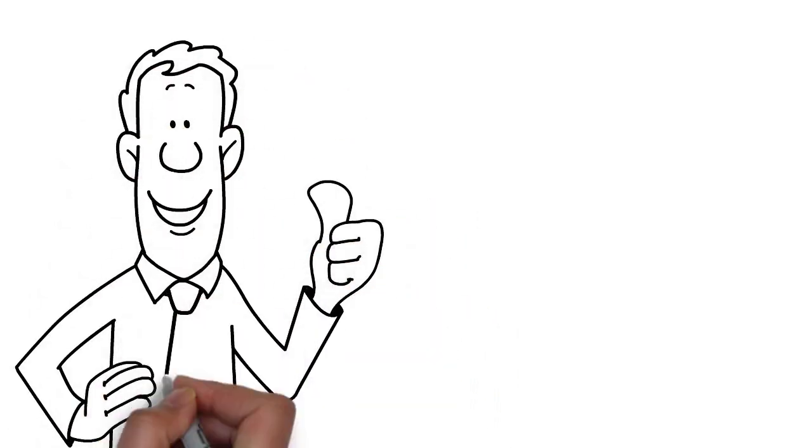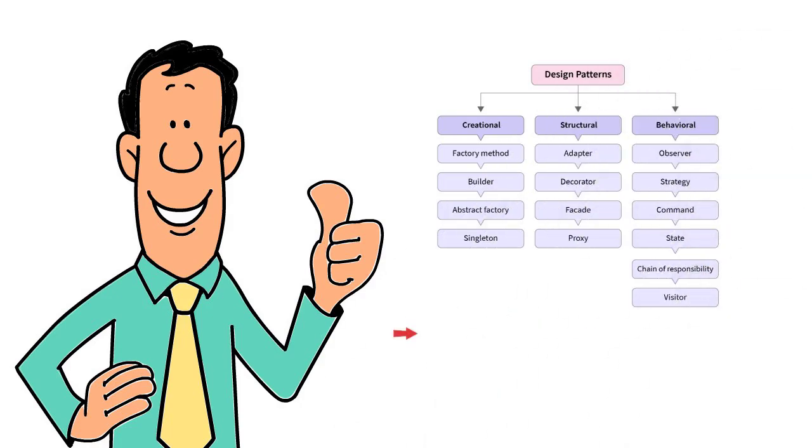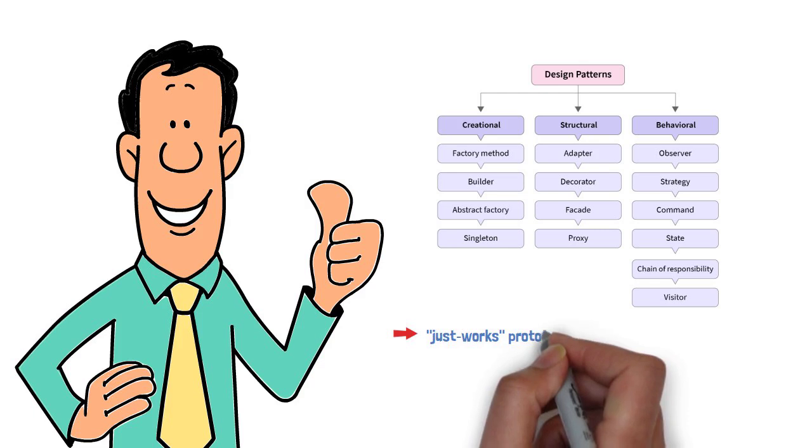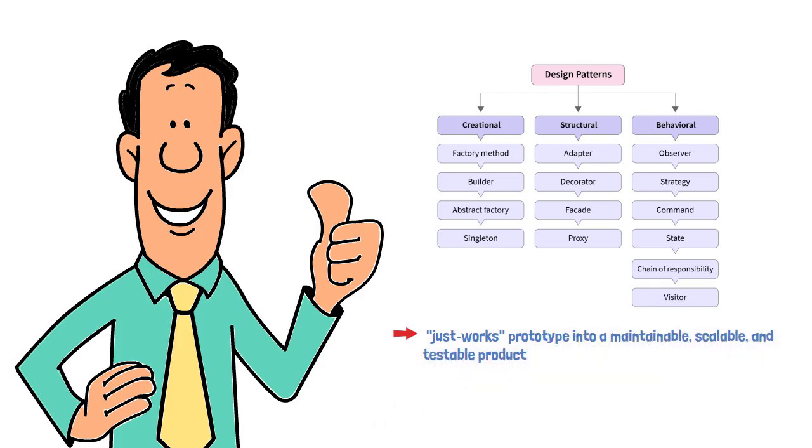Today, we're taking a brisk but memorable tour through 8 design patterns that can turn a "just works" prototype into a maintainable, scalable, and testable product. Patterns give shared names to solutions we've all reinvented, so your team can discuss architecture instead of arguing about variable names. I'll cover 3 creational patterns, 2 structural patterns, and 3 behavioral patterns. Then finish with a quick cheat sheet you can screenshot.